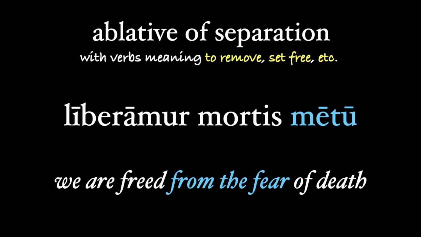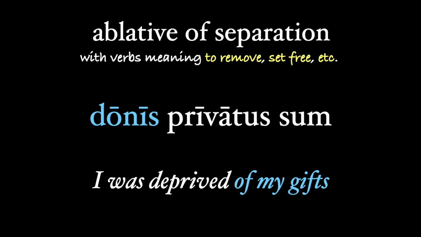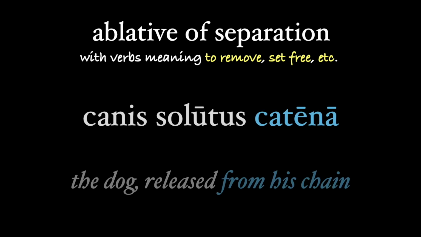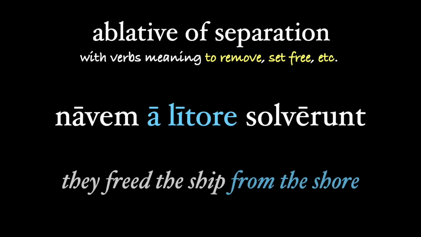So, liberamur mortis metu, we are freed from the fear of death. Our ablative metu shows what we are being separated from. Donis privatus sum, I was deprived of my gifts. The donis follows after the privatus sum, and while we can assume a from to translate our ablative, of really works better in English here. Canis solutus catena, the dog released from his chain. This one has a preposition: navem a litora solverunt. They freed the ship from the shore, or they set sail, less literally.